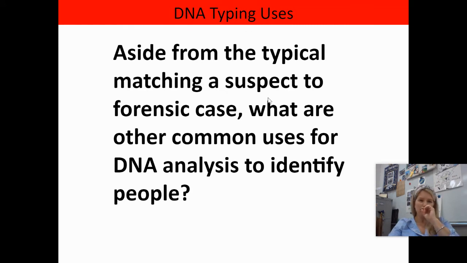Aside from typical matching to a suspect of a forensic case, what are other common uses for DNA analysis to identify people? So we've talked about this, but for some of them. Some would be mass disasters, right? Forensic anthropologists might send some DNA samples away to be analyzed because they want to know who were these people that died in that pit. Like that guy we saw that did the TED Talk about the people in the mass grave. That's how they identify who they are.